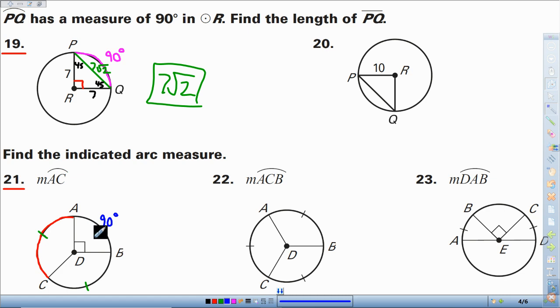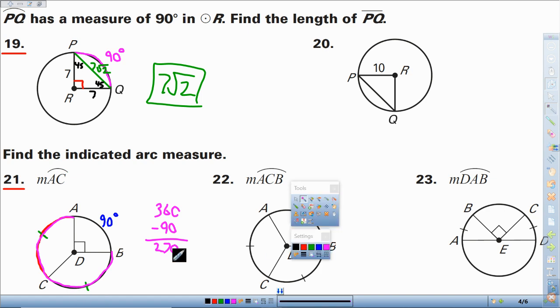From here, we can take that number and subtract it from 360 to get the rest of the circle. So if we take 360, subtract 90, we're going to get 270. That's what the entire rest of the circle is, and the two parts are congruent. So if we take that number and cut it in half, we're going to get our answer. I'll let you do that on your own. Go ahead and divide that, and you'll have number 21.